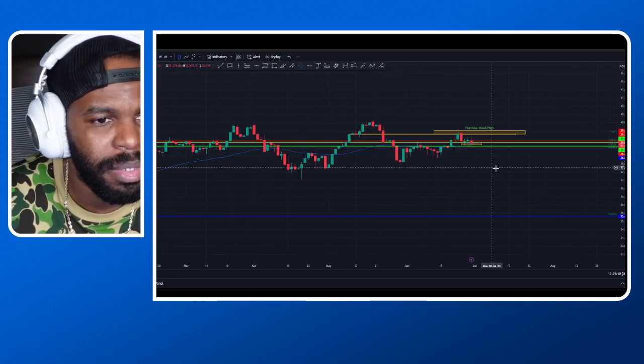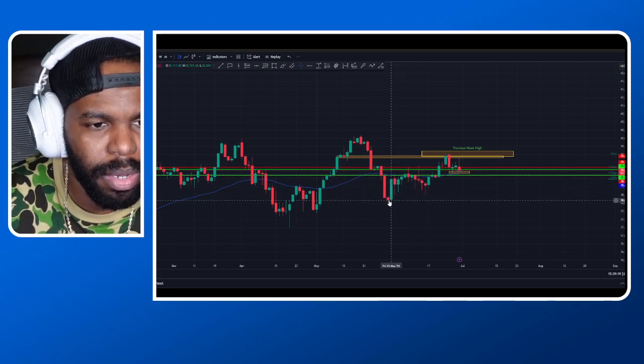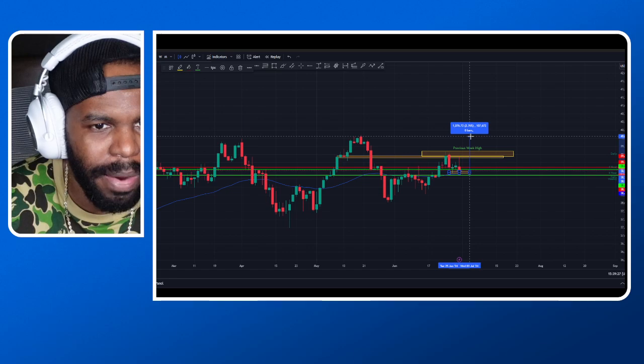Let's go to the daily. Same thing. I'm looking for, yeah, we created a lower low here, a higher low here. So basically, we can catch this all the way up here to eventually create another higher high.